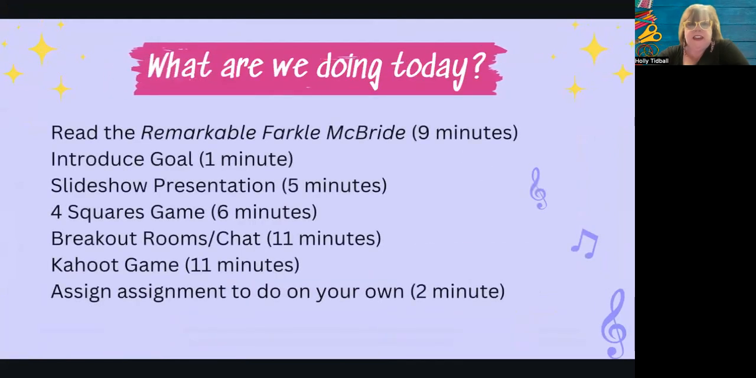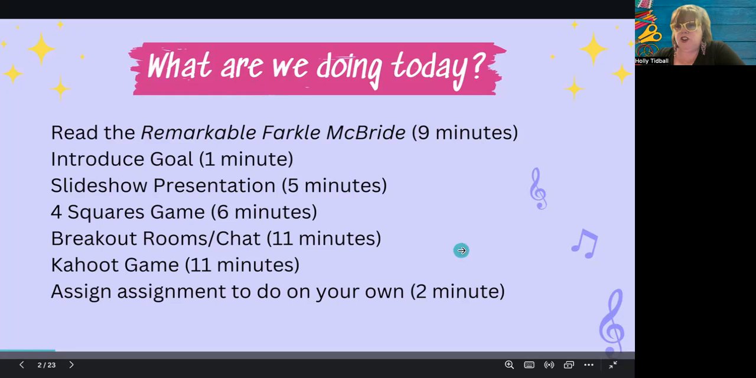What are we going to do today? Well, the first thing we're going to do is read a book called The Remarkable Farkle McBride. And then I'm going to introduce our goal. We will have a slideshow presentation to talk about the families. We will play four squares. We will have a breakout room and chat time. We'll play a Kahoot game. And then at the end, I will assign an assignment for you to do on your own that should take about two minutes.